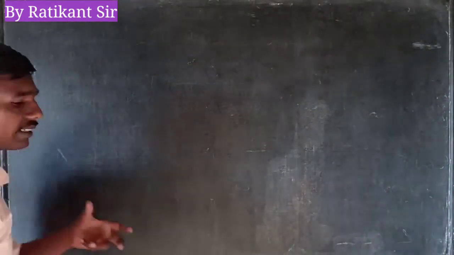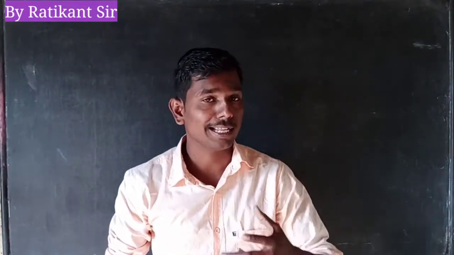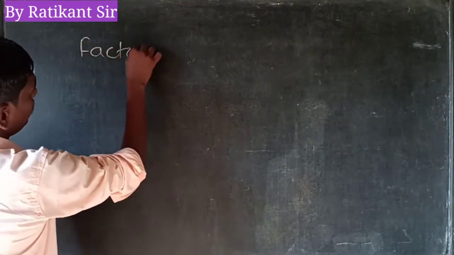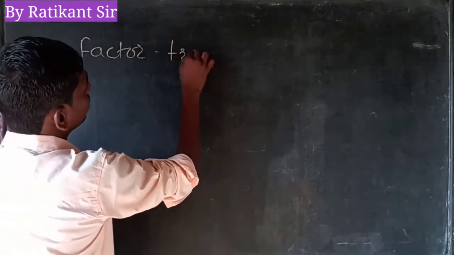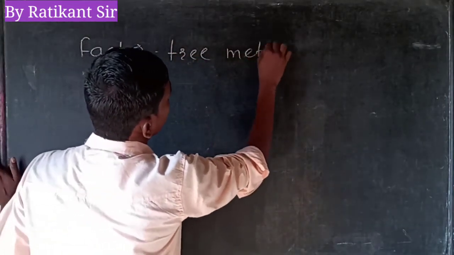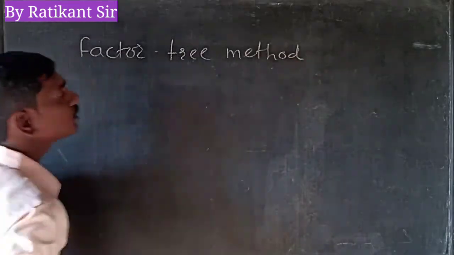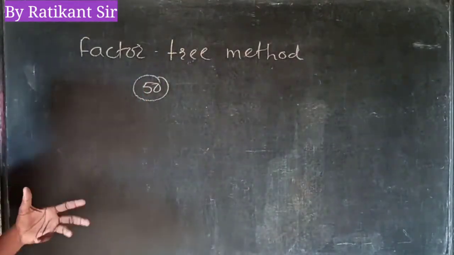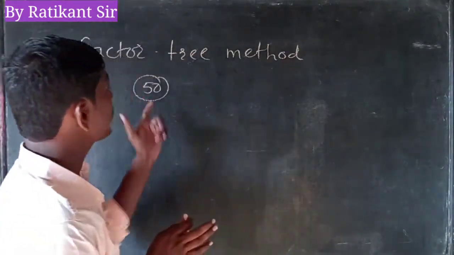The prime factorization has two methods. The first is the factor tree method. So what does the factor tree method mean? Suppose you are given 50. You have to factorize this 50.